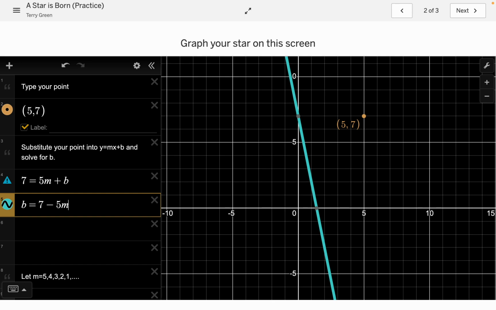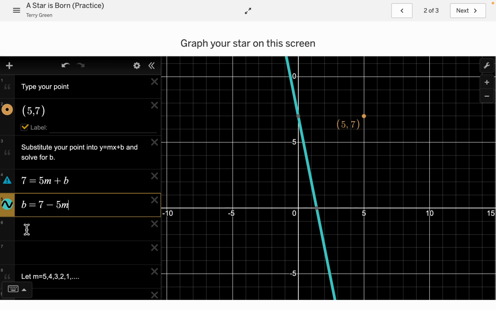Okay? Ignore the line that's going on right there. We don't need to really focus on that right now. Okay? So this is how we're going to calculate our b values. All right. So now that we know what b is equal to, let's pick a value for m. We're going to start off and let m be equal to 5.